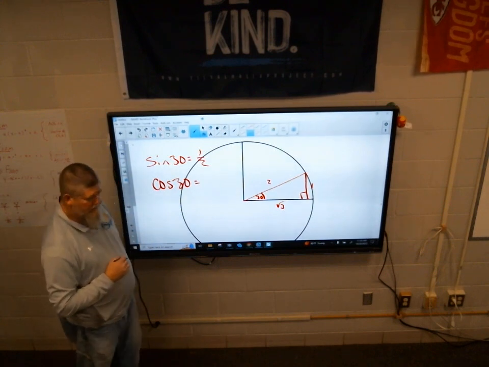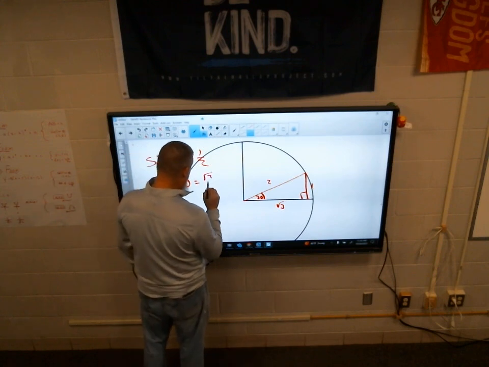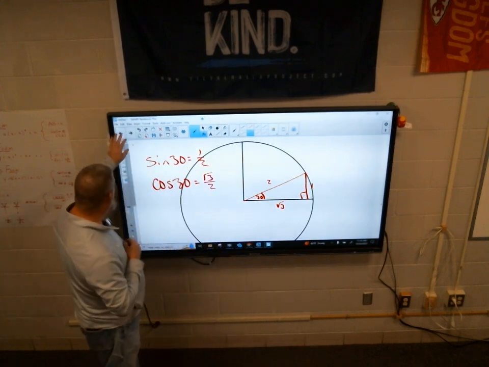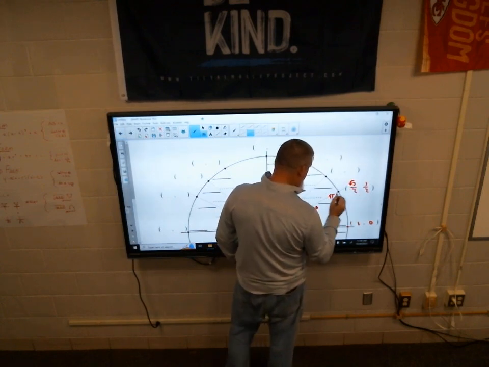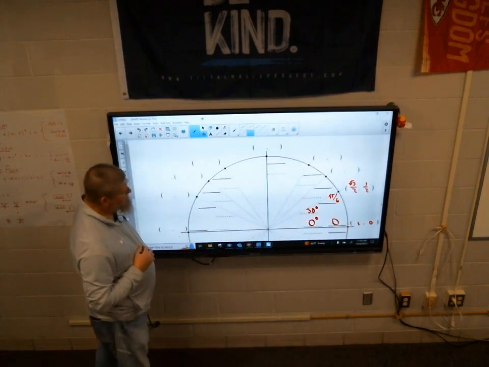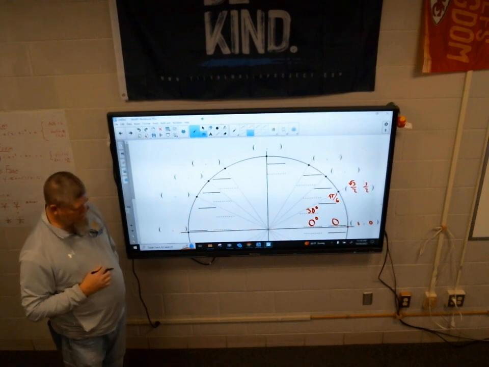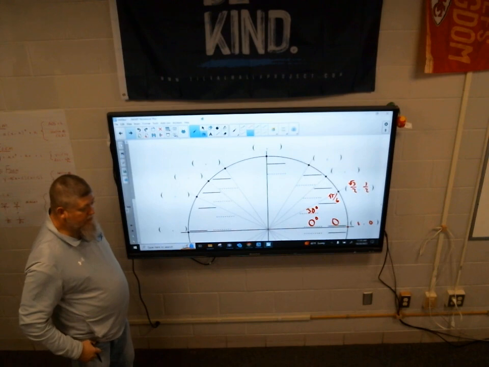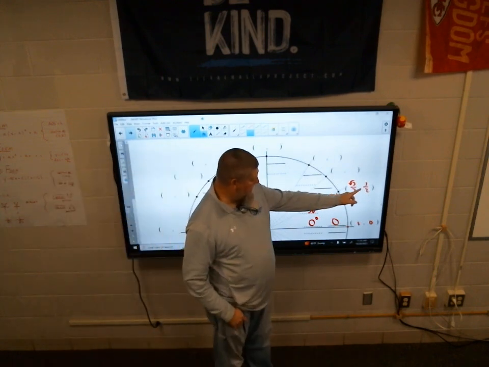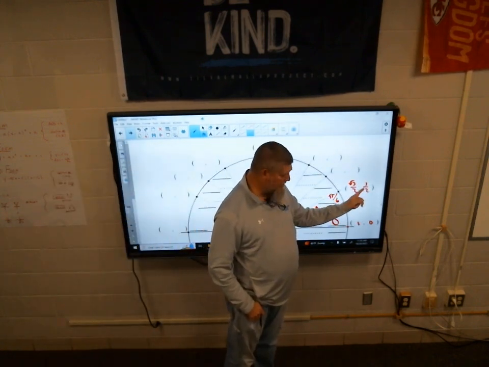Radical 3 over 2. Square root of 3 over 2. So, radical 3 over 2. So it's always going to be the sine and the cosine for the ordered pair? Ordered pair. Okay. Cosine, sine. They go in alphabetical order. Cosine, sine.